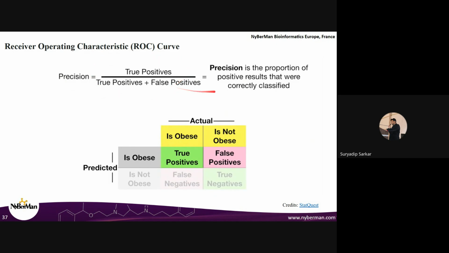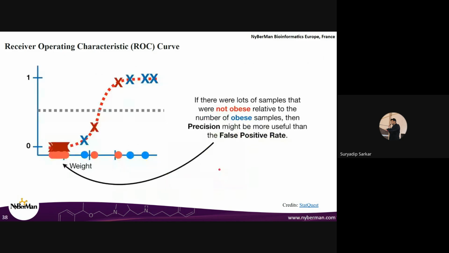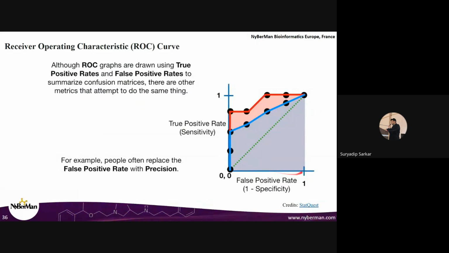So precision is nothing but the proportion of the positive results that were correctly classified. True positive divided by true positive plus false positive. So these were all classified as positive. Out of all the ones which were classified as positive, how many were actually correctly classified? That is what precision tells you. And whatever you did for the ROC curve, you can also do for precision. If you simply replace false positive rate with precision, you can do the same thing.